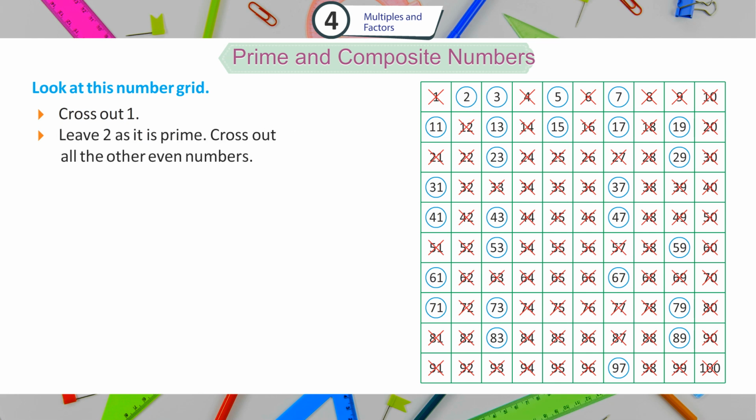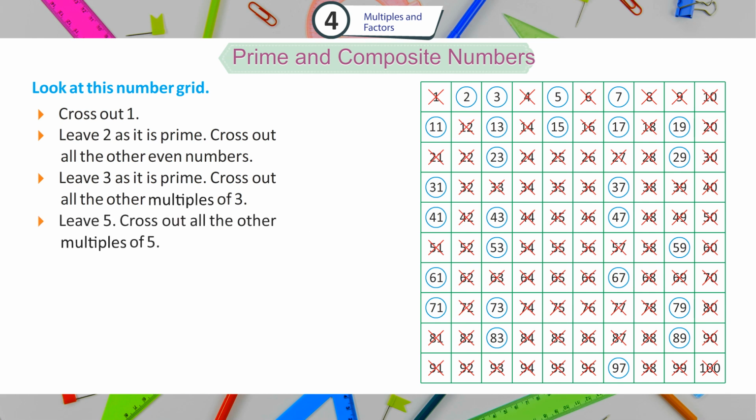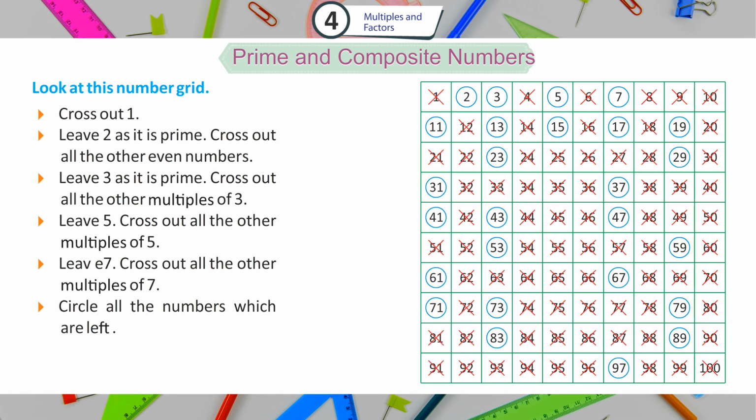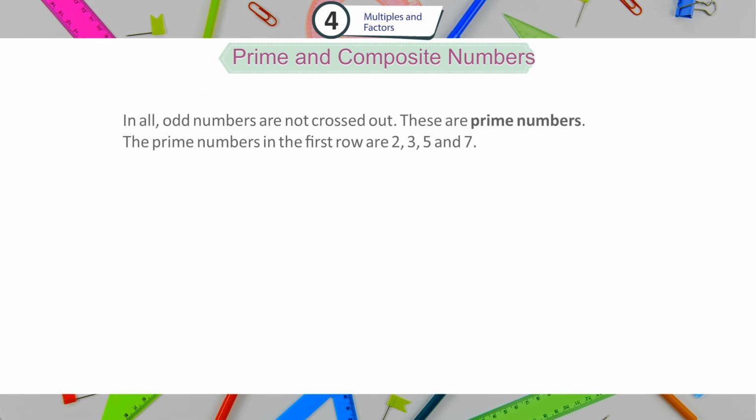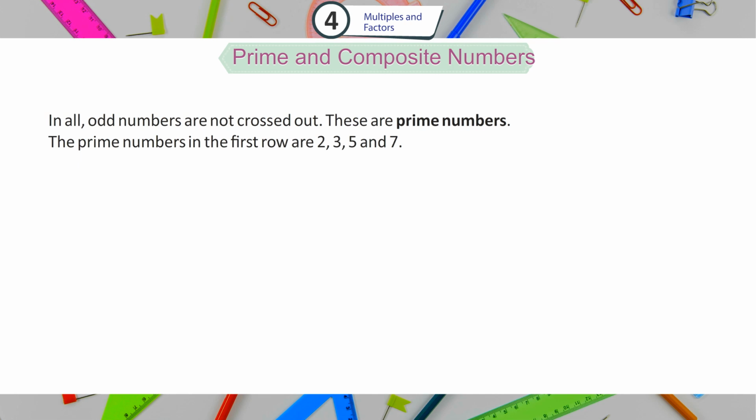Cross out 1, leave 2 as it is prime, cross out all the other even numbers, leave 3 as it is prime, cross out all the other multiples of 3, leave 5, cross out all the other multiples of 5, leave 7, cross out all the other multiples of 7. Circle all the numbers which are left. Find out how many numbers are not crossed out. These are prime numbers. The prime numbers in the first row are 2, 3, 5 and 7.